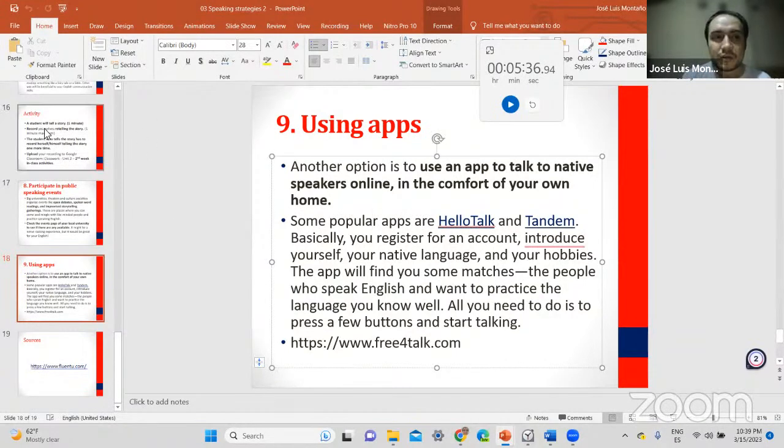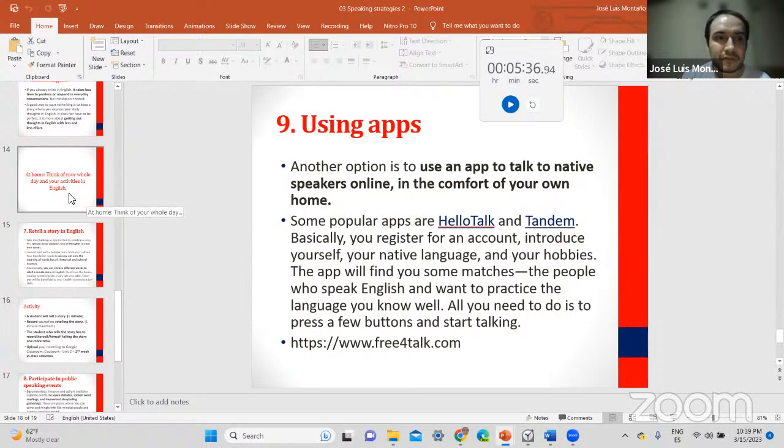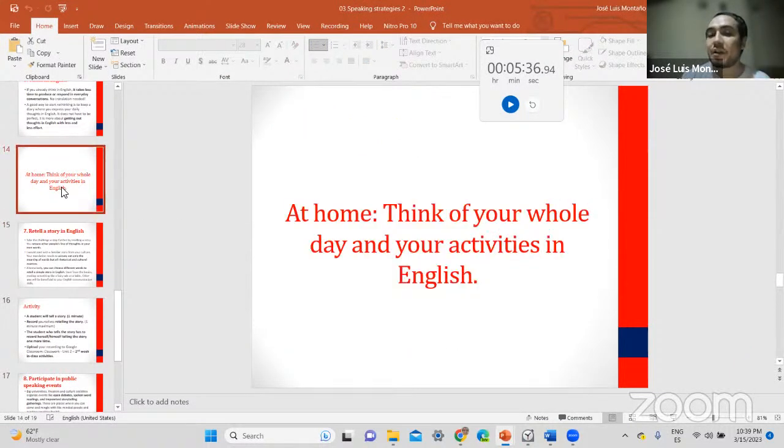Another way, this is part of another course that we have, is to record yourself saying the things you're going to do throughout the day. So all in all, as a summary, try to get to one of those web pages to practice with other people, or try to just record yourself talking about anything that you want. Then it's important that you listen to those recordings, and that's going to help you a lot.